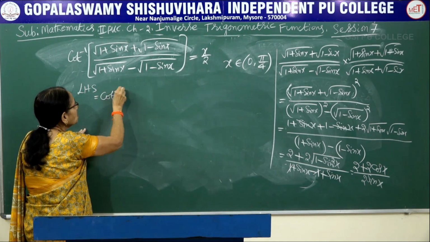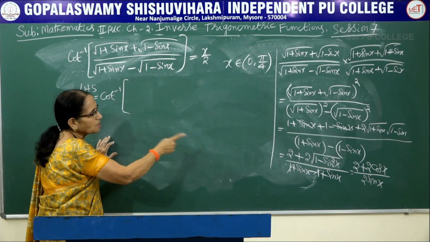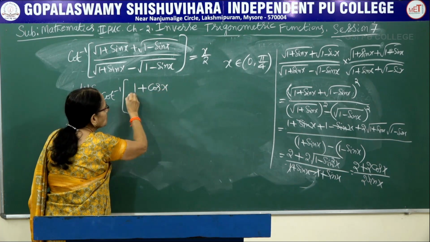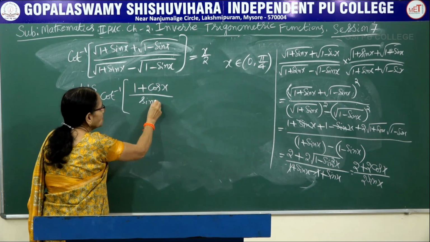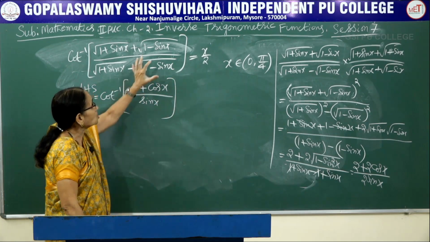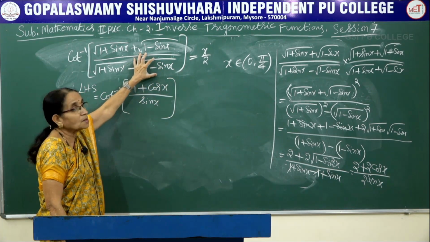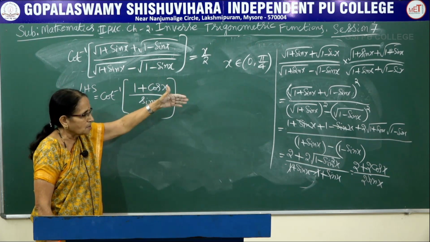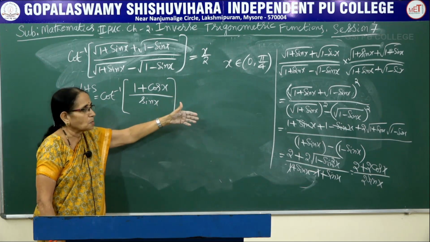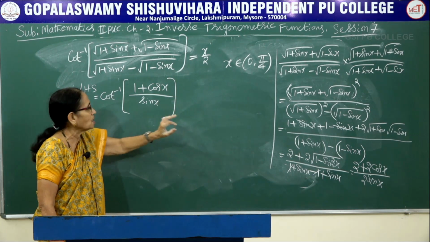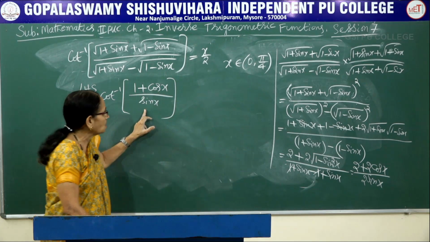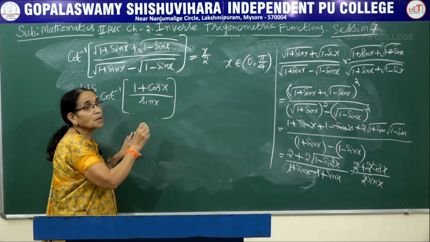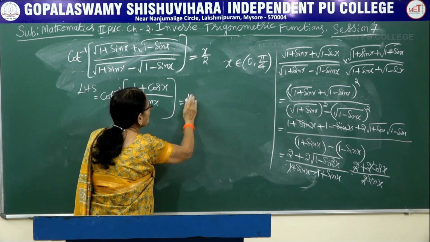That is cot inverse of... Now 2 can be taken as a common factor. So it becomes 1 plus cos x in the numerator, and in the denominator 1 minus cos x. So I have considered only the function inside the bracket. Using the rationalization method, the identities and the algebraic formula, I have arrived at a simple result here. It is 1 plus cos x divided by sin x. Here 2 gets cancelled. Now again here I make use of the half angle formula.